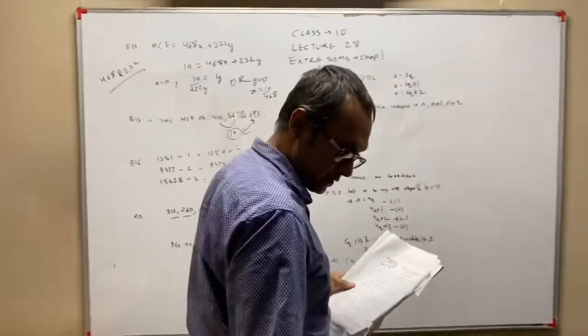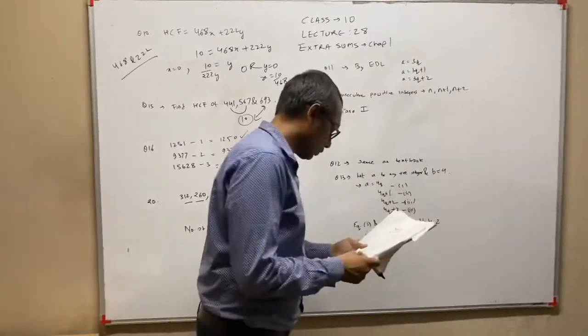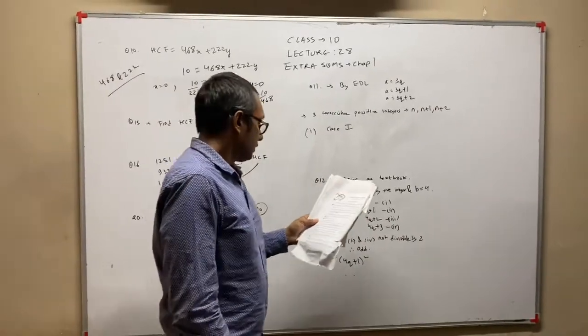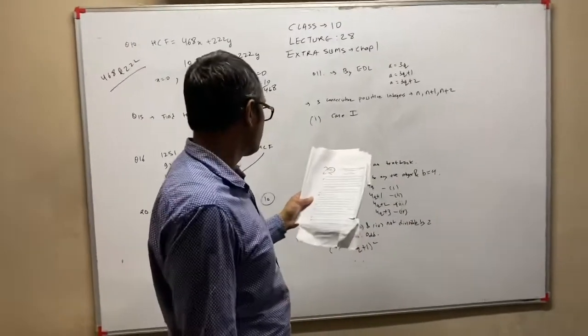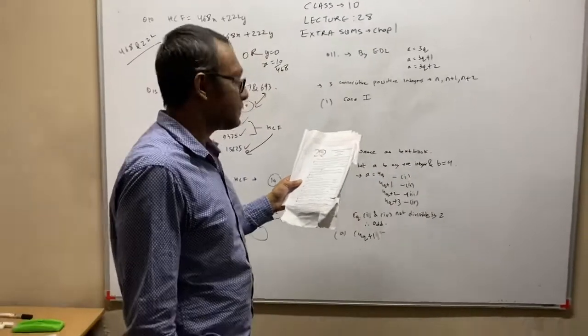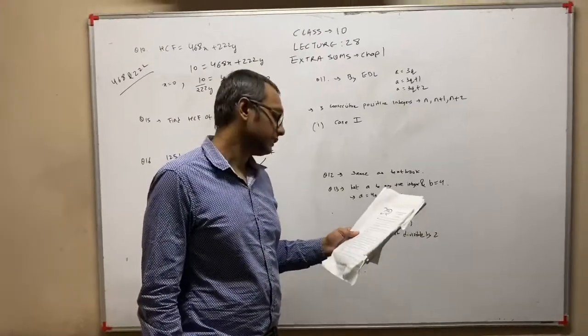Now we will discuss a couple of theoretical questions. First of all, question number 11. Question number 11 is, prove that any one of the three consecutive positive integers must be divisible by 3.